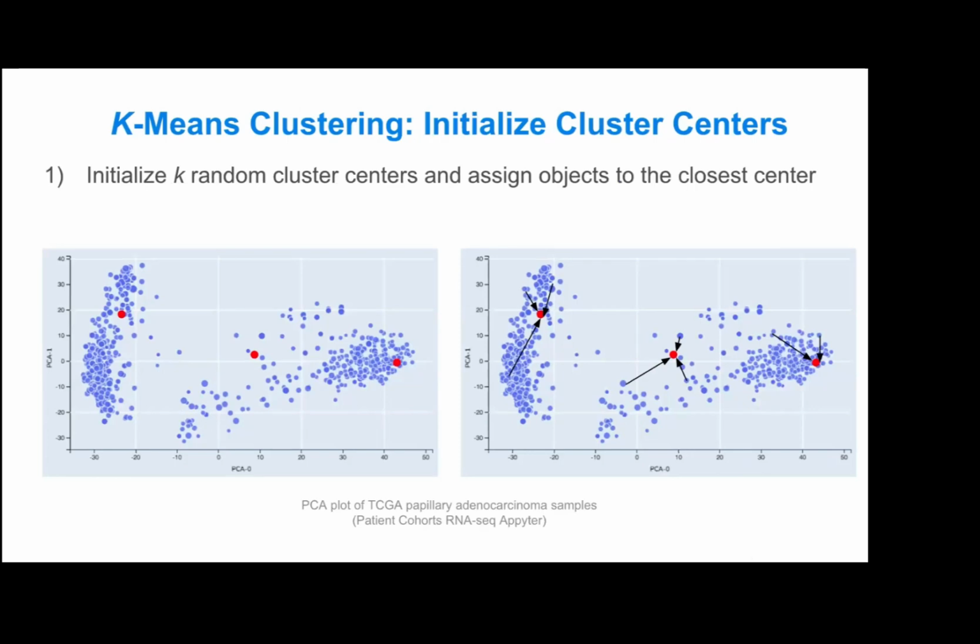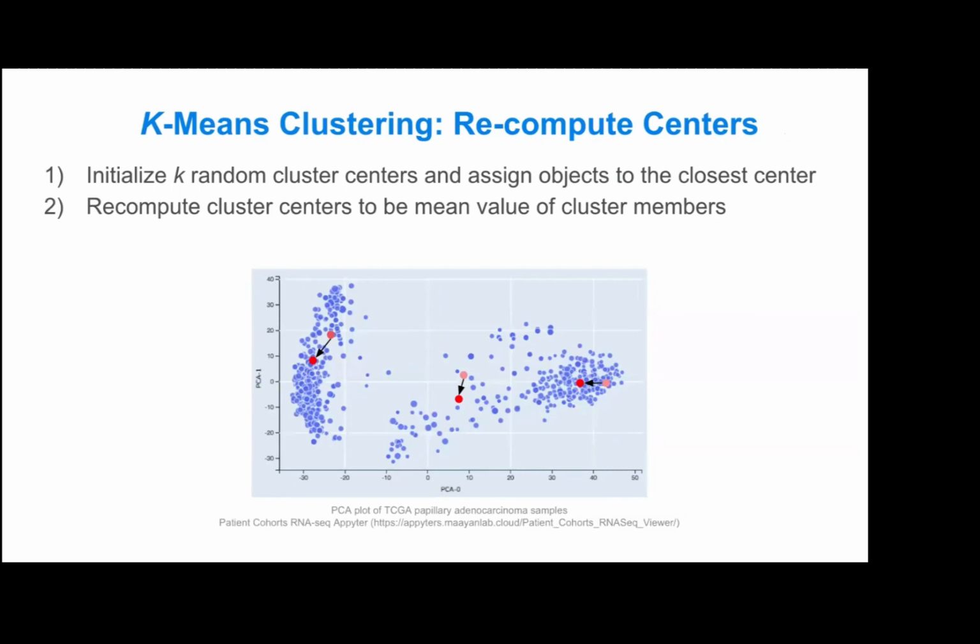So to actually compute k-means clustering, you initialize your initial random cluster centers. Often this will be the same number of clusters that you eventually want, and often you'll pick centers that are existing data points randomly. Then you start assigning all of the other objects in your data set to the closest center. Then you recompute the cluster centers to be the mean value of all of those cluster members that you just assigned. This results in a shifting of the cluster center.